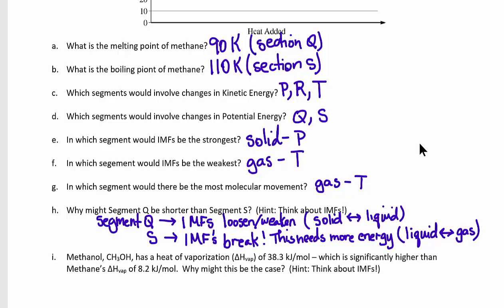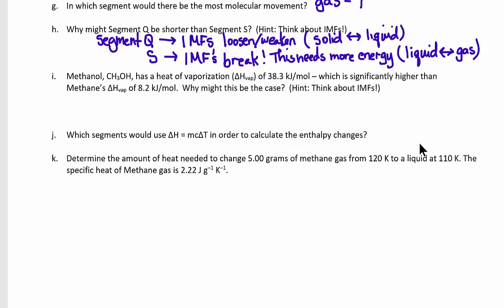Letter I, it says methanol has a heat of vaporization of 38.3 kilojoules per mole, which is significantly higher than methane's heat of vaporization of 8.2 kilojoules per mole. Why might this be the case? Again, we need to think about IMFs. Methane, or CH4, only has London dispersion forces.